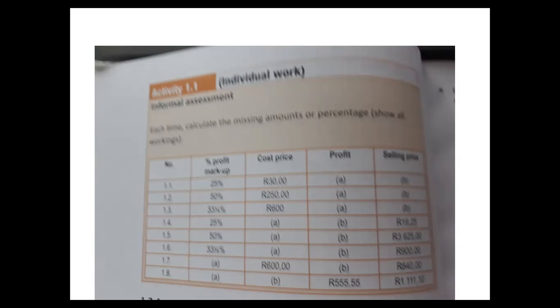And then you take the 15 Rand 40 cents, you subtract it from the selling price, the 19 Rand 25. The difference that you get will be then your profit amount, and that will be 3 Rand 85.